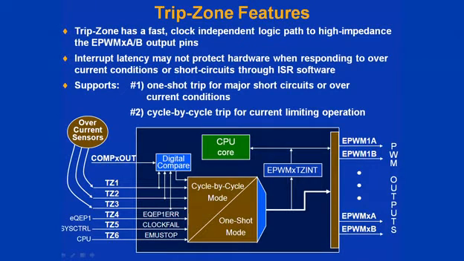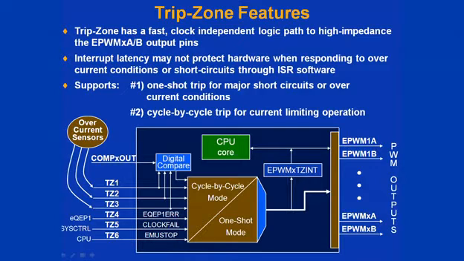The PWM trip zone has a fast, clock-independent logic path to the PWM output pins, where the outputs can be forced to high impedance. Two actions are supported: one-shot trip for major short circuits or overcurrent conditions, and cycle-by-cycle trip for current limiting operation.